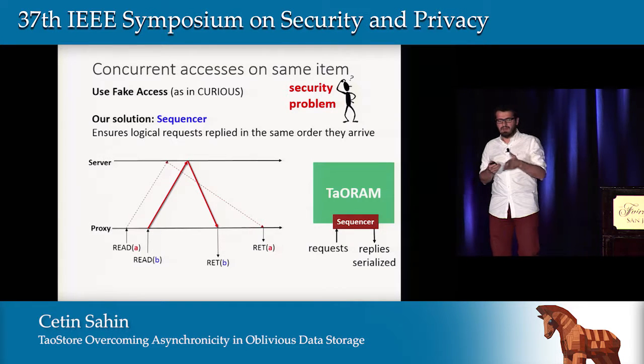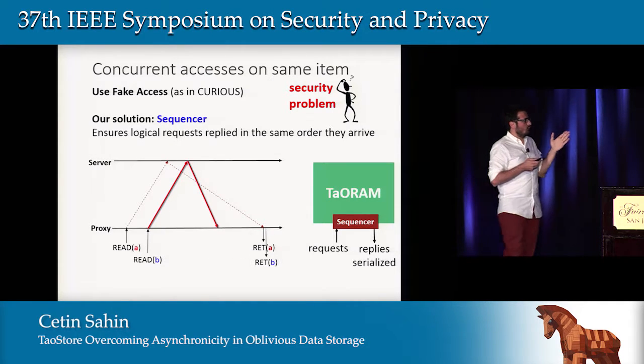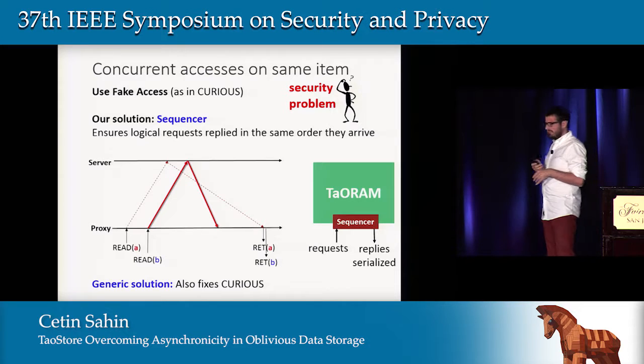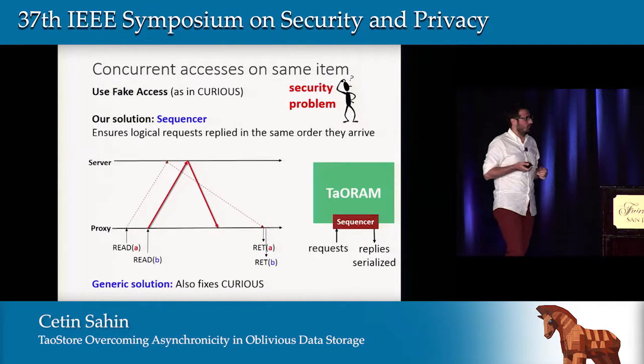The problem was that we return a response for the second request earlier than the first request. Here, actually, the sequencer delays the return, and all the requests are replied to in the same order as they arrive. Note that this is a generic solution, and it can also fix Curious.